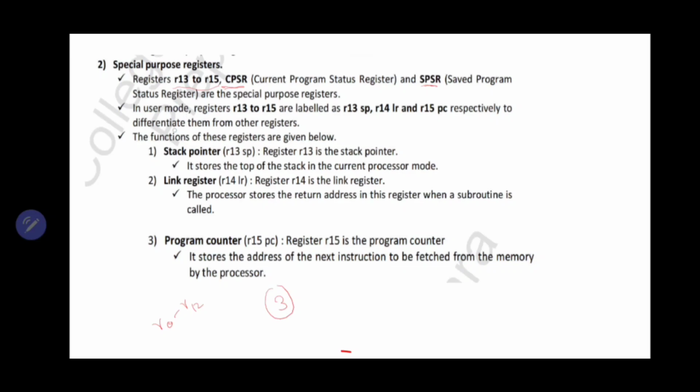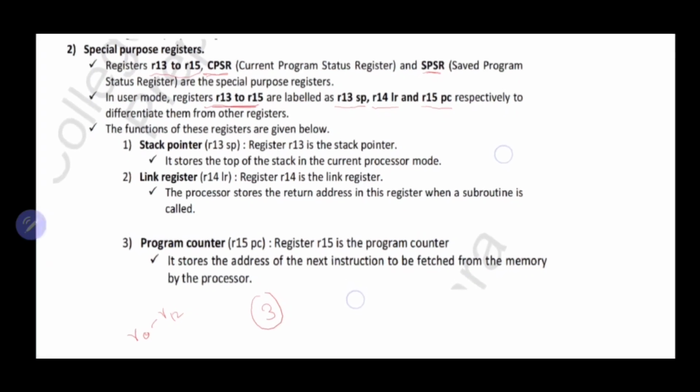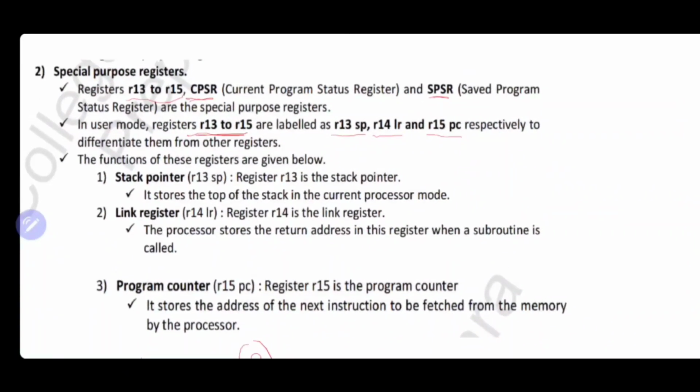In user mode, registers R13 to R15 are labeled as R13 SP, R14 LR and R15 PC respectively, to differentiate them from the other registers. So the special function registers R13, R14, R15 are mainly used for specified purposes. Depending upon their function, they are named R13 SP, the stack pointer, R14 LR, the link register, and R15 PC, the program counter. The functions of these registers are given below.